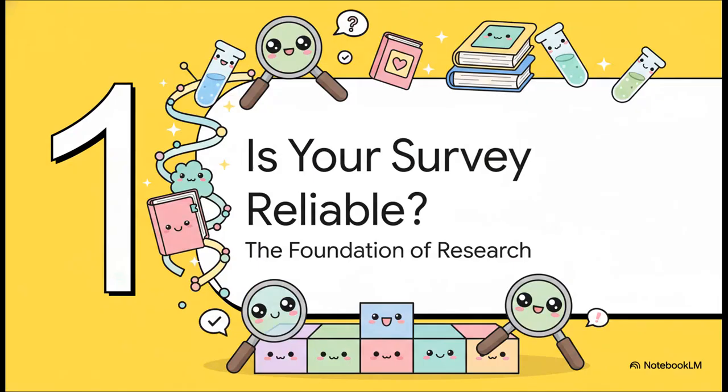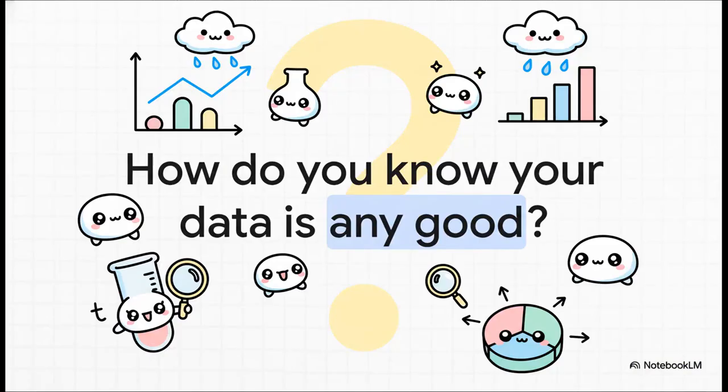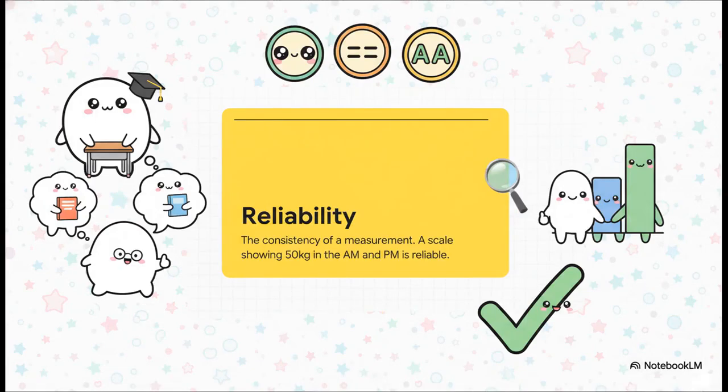All right, first things first. Before you can even think about analyzing your results, you have to prove that your measurement tool, your survey, your test, whatever it is, is actually consistent and trustworthy. This is the foundation everything else is built on. I mean, really, this is the first question you've got to ask yourself. If your data isn't reliable, then honestly, none of your conclusions will be either. So how do we actually check for that? It all comes down to this one simple word: consistency.